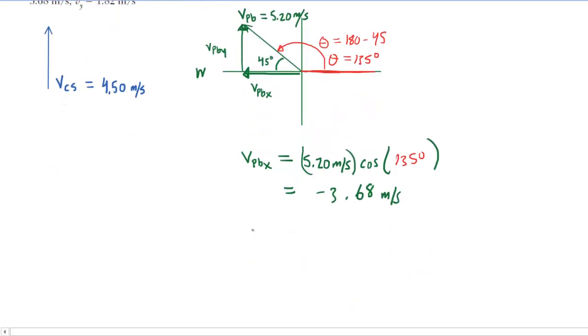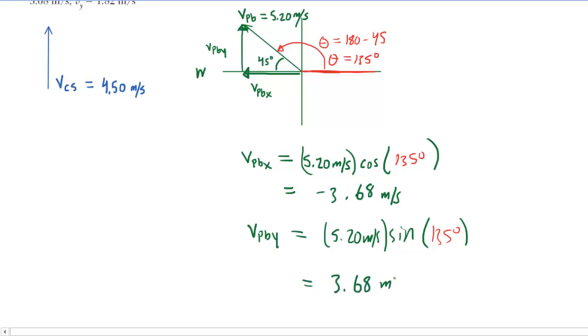So far, so good. As noted, we also need the y component for the velocity of the patrol boat. So we'll take the 5.2 meters per second and multiply that by the sine of the angle. For the y component, you should be using the sine, not the cosine. But you can use the same angle, so it's 135 degrees. So 5.2 times the sine of 135 will give us a y component velocity of 3.68 meters per second.